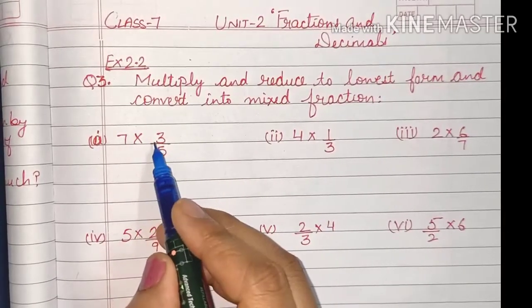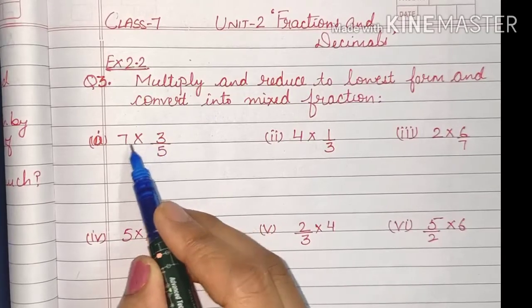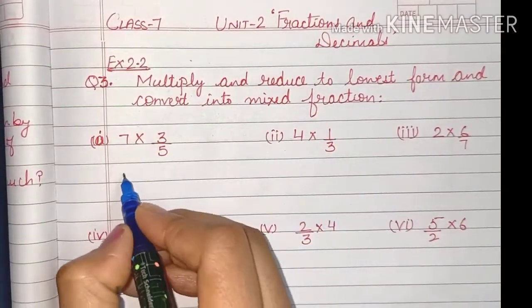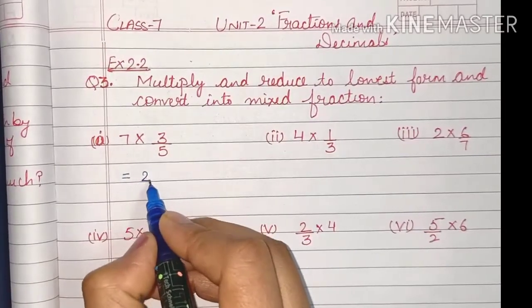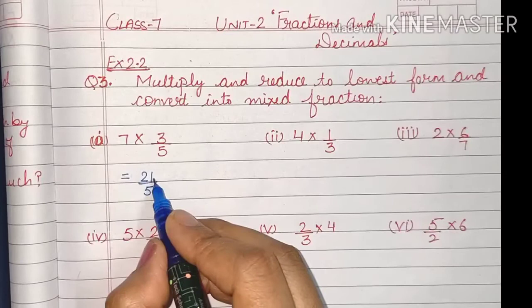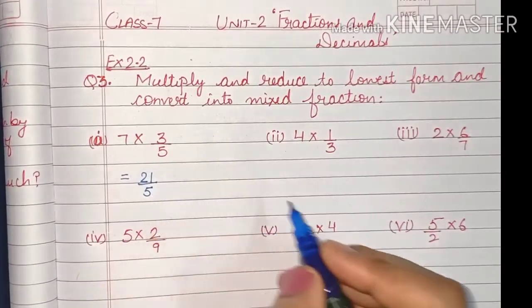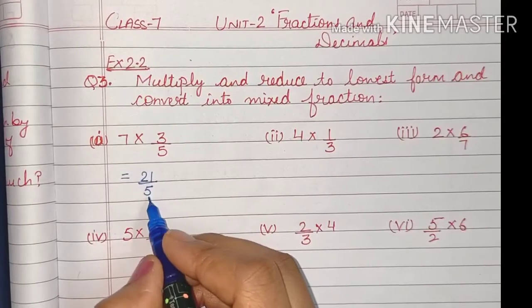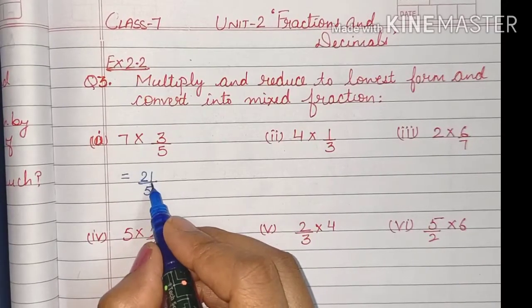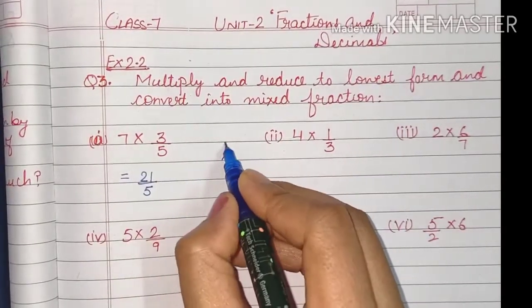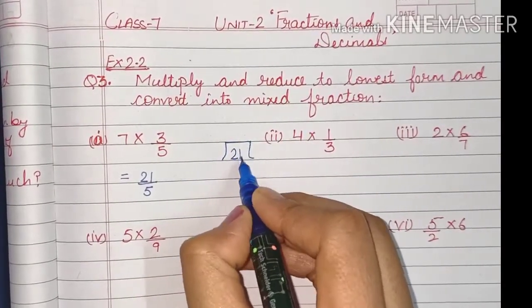So here first we will multiply 7 by 3. That means we will take 7 times of 3 upon 5. So it will be equal to 21 upon 5. Here the numerator is bigger than the denominator, so we can change it into mixed fractions. For that we will divide 21 by 5.